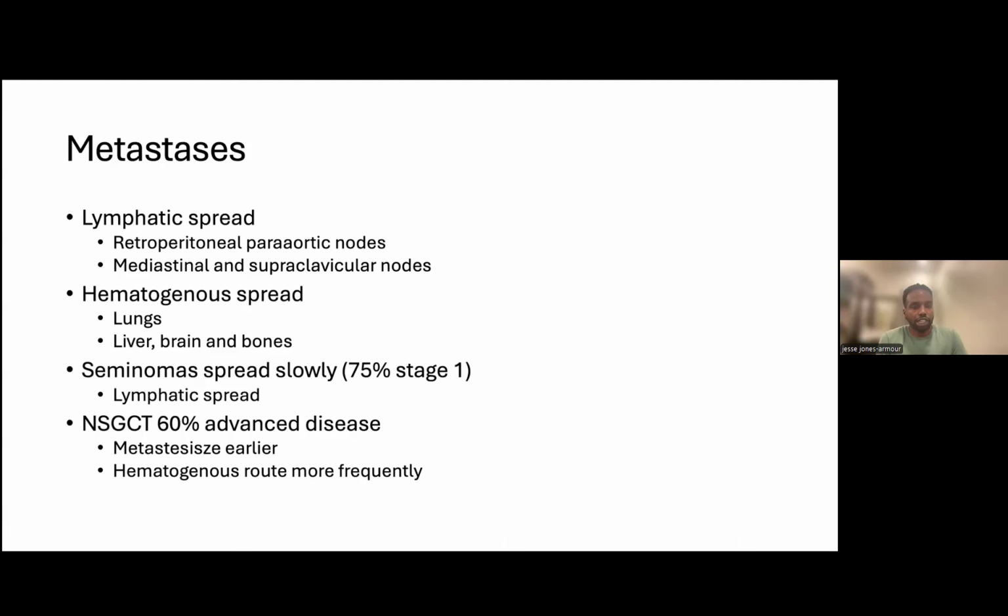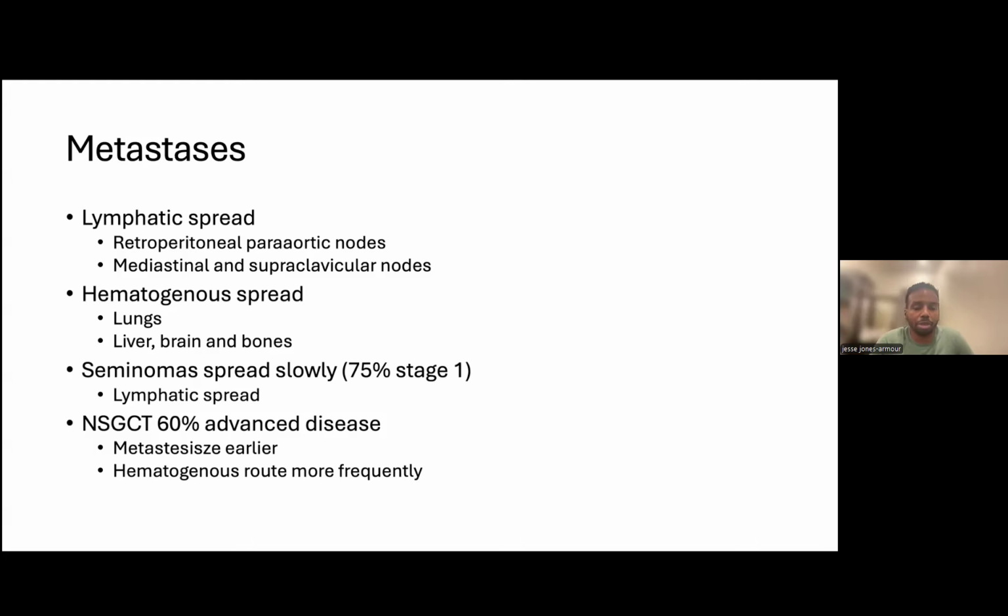So the majority, all actually, of the testicular tumors primarily spread through the lymphatics. The first nodes that they would go to are the retroperitoneal para-aortic nodes, followed by the mediastinal and supraclavicular nodes. However, they do also have hematogenous spread, especially with the non-seminomas. Then they tend to spread a little bit earlier and more aggressively to the lungs, liver, brain, and bones in that order. Then as we mentioned before, the seminomas spread slowly.